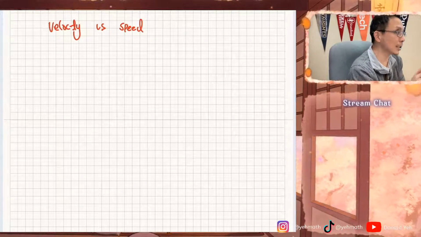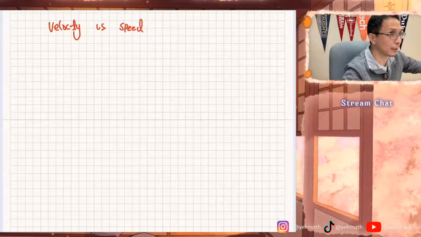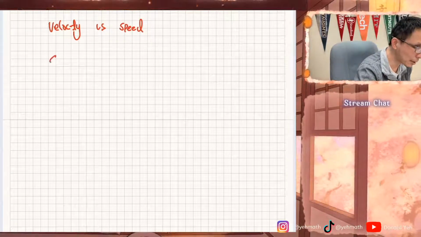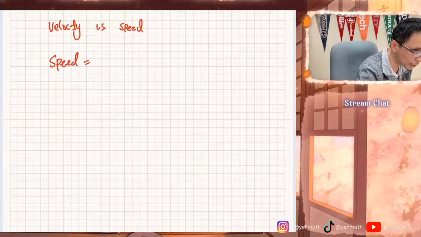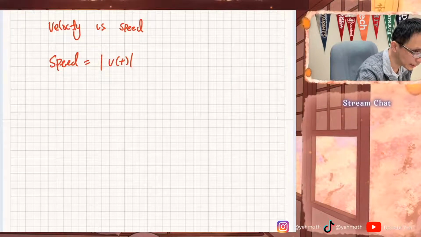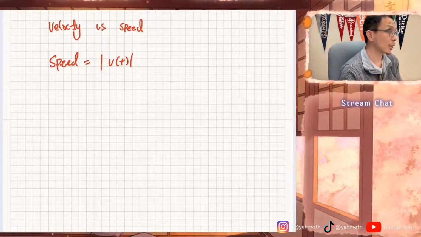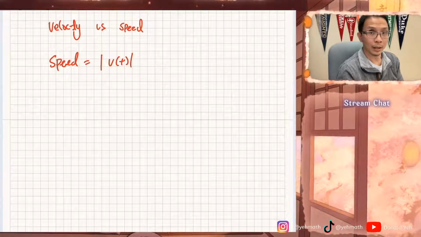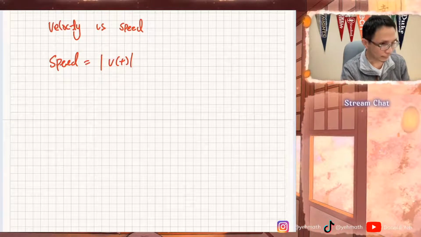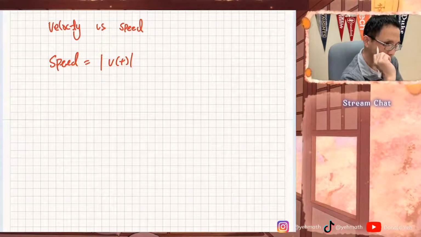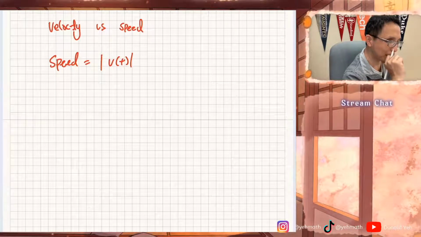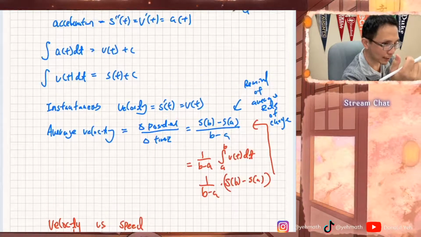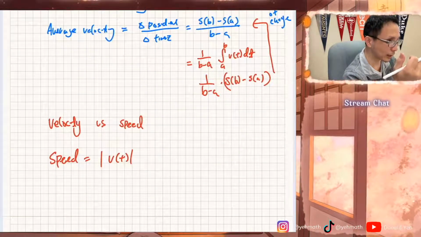But speed doesn't care if you're driving north or south, so it's going to be an absolute value. Speed is equal to the absolute value of v of t, and that's it, because you make everything positive. Okay, so that's speed. Once we talk about speed, everything else will fall in line.